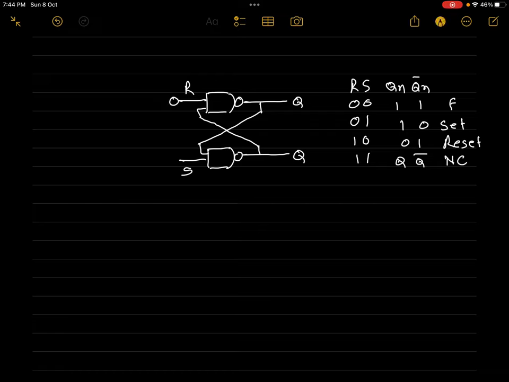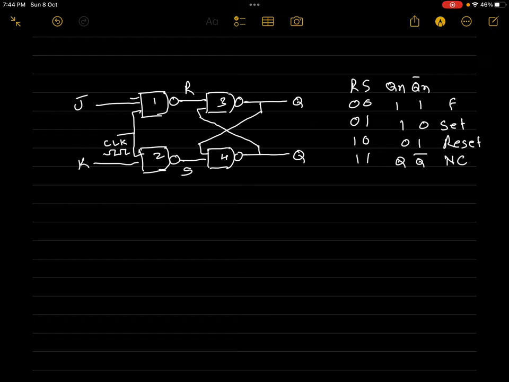Further, we will modify this circuit by connecting two more NAND gates. Now the total number of NAND gates is 4: 1, 2, 3 and 4. Then we will connect one common input to the clock. Clock is a periodic signal which alternates between 0 and 1. Then the main inputs of JK flip-flop are J and K, and another third input is there, which is getting connected to Q bar and to Q.